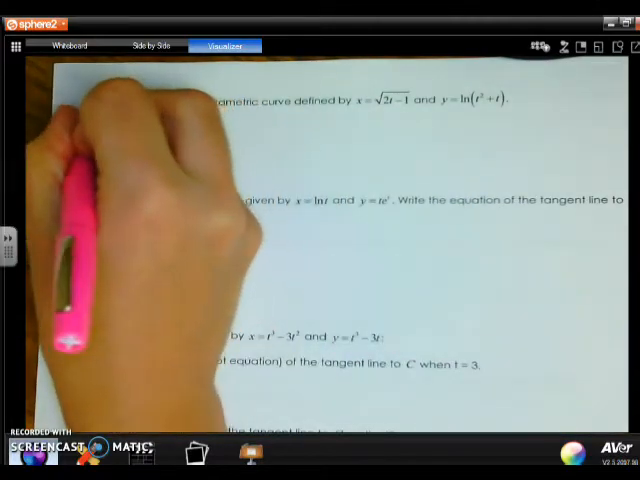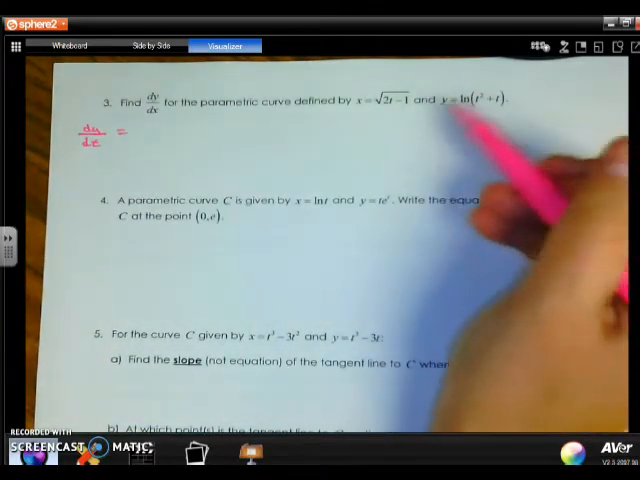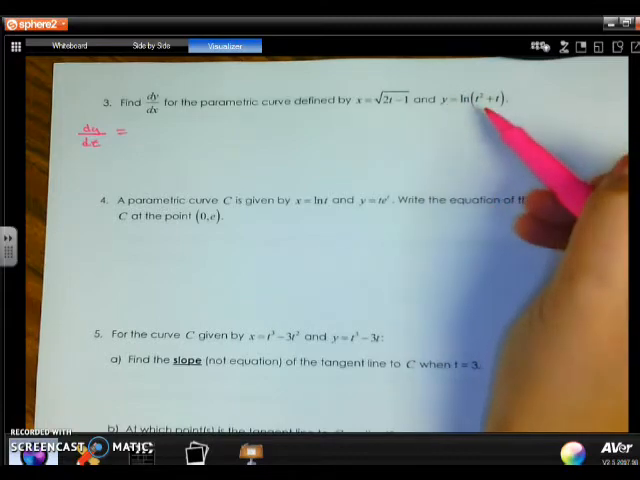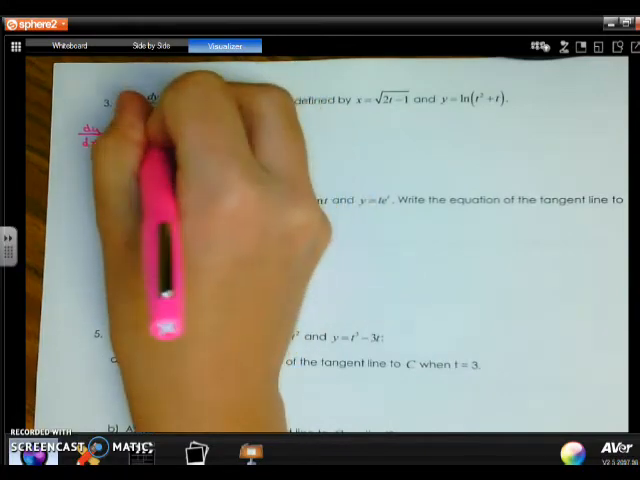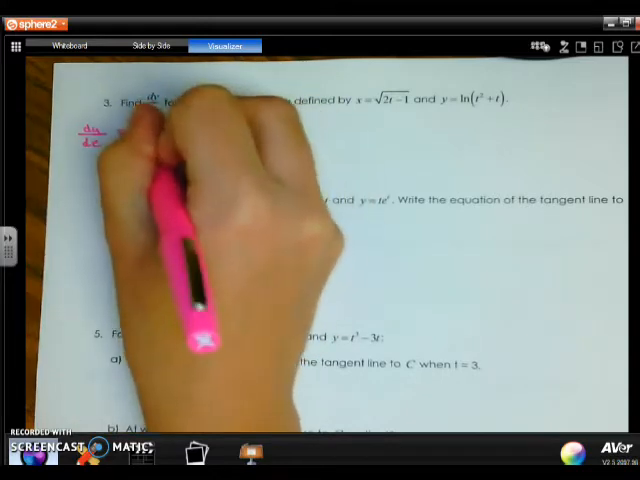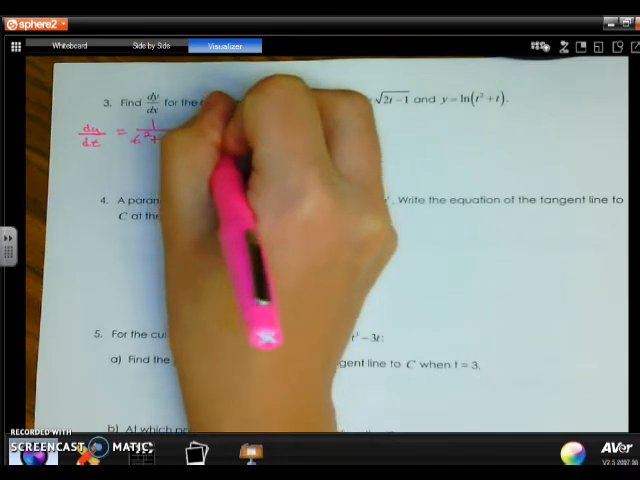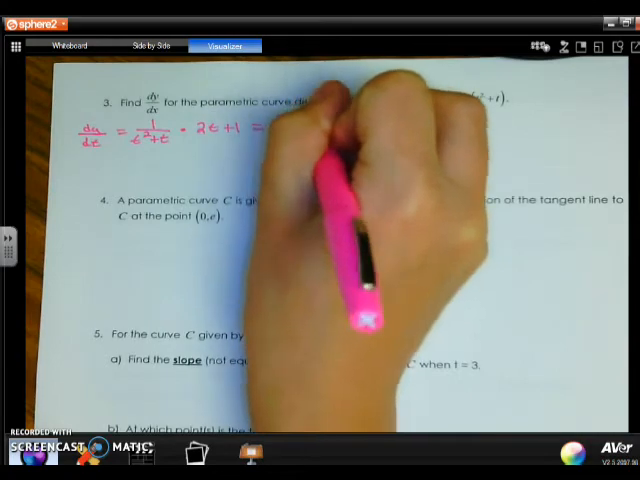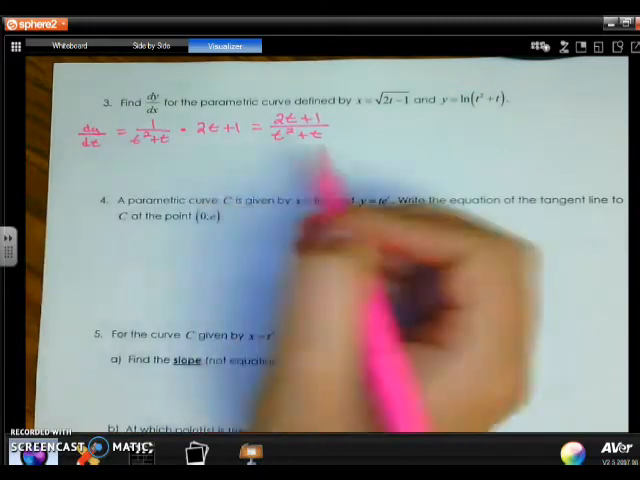So I'll just say dy/dt equals, alright, so here's why. Now we're taking the derivative of ln of the junk. So the derivative of ln of the junk is 1 over the junk times the derivative of the junk. So it's 1 over that t squared plus t times the derivative of that. So it's 2t plus 1. So if you wanted to clean that up, you could write it as 2t plus 1 over t squared plus t. So that's the dy/dt.